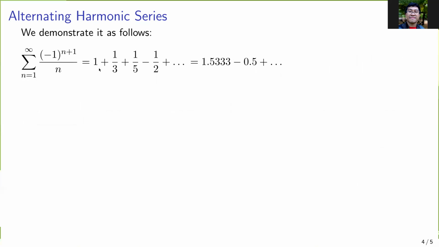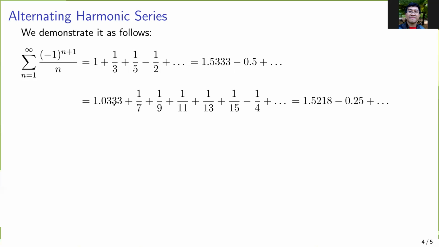We first add 1 plus 1/3 plus 1/5, that gives you 1.533. Minus 1/2, or minus 0.5, gives you back 1.0333. Now we add a few more terms: 1 over 7, 1 over 9, 1 over 11, 1 over 13, 1 over 15, minus 1 over 4. That would be 1.5218 for the positive terms, including 1.0333, minus 1/4, that's 0.25.